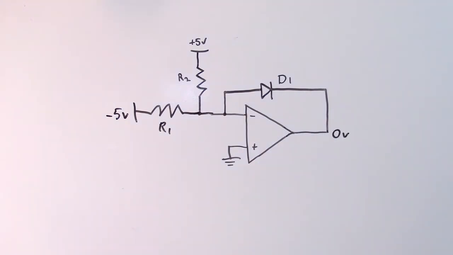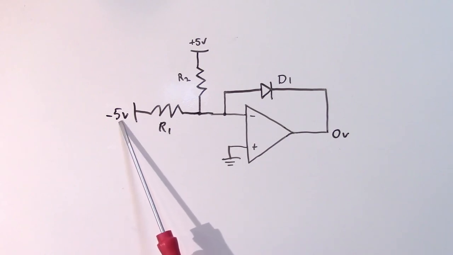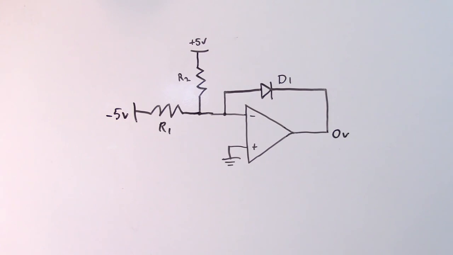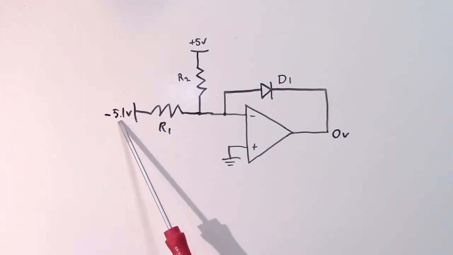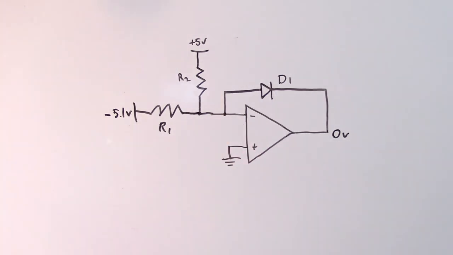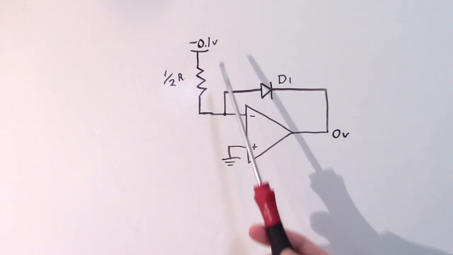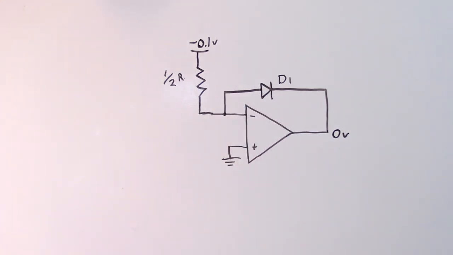But what happens when this voltage drops even slightly below negative 5 volts? Let's say it goes to negative 5.1 volts. Well, once this voltage drops below the absolute value of this voltage, our Thevenin equivalent suddenly becomes a negative voltage source connected to the inverting input of the op-amp. Now, because the op-amp is in an inverting configuration, it's going to start outputting a positive voltage here.